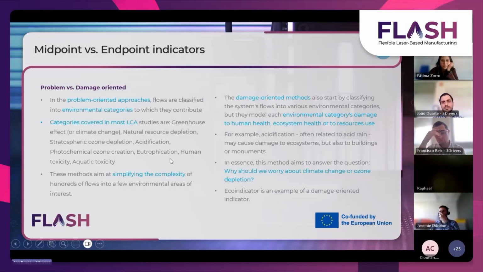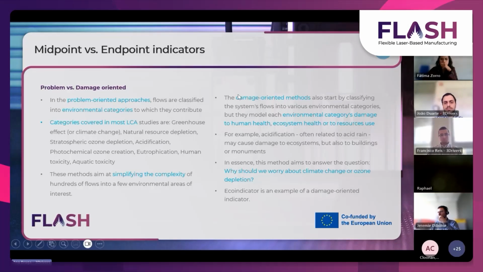In terms of energy, it's not directly related. It's more the source and which impact it has in other categories. But you can compare between the process analysis for an improvement, if you can get an optimization or reduction in the energy consumption. So these methods aim at simplifying the capacity of hundreds of flows into a few environmental areas of interest.